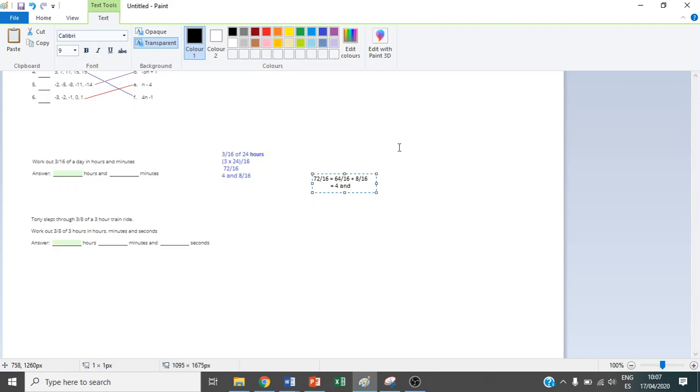Now I could actually simplify this now because 8/16 simplifies nicely. I can divide both the top and the bottom by 8, which leaves me with 1/2. And that's a much easier fraction for me to work with. So over here, I've got my answer in hours, and that is 4 full hours. 4 hours. And the 8/16, I'm going to need to convert that into some number of minutes. But as I've just said, 8/16 is half, so that's going to be half of an hour.